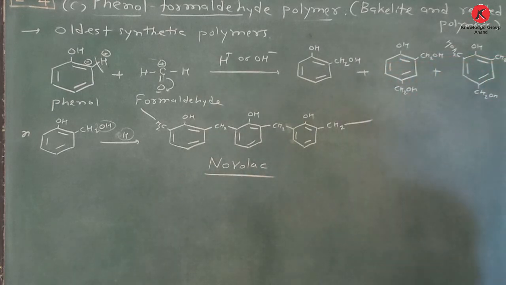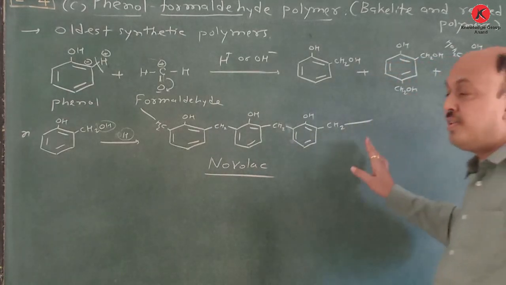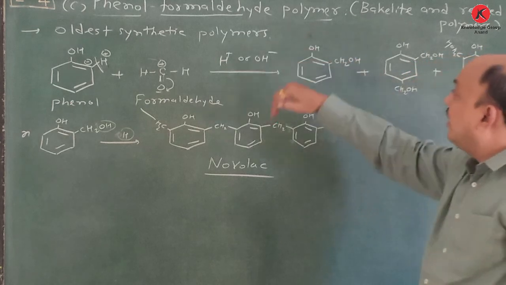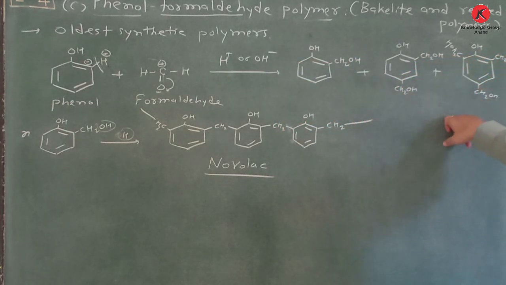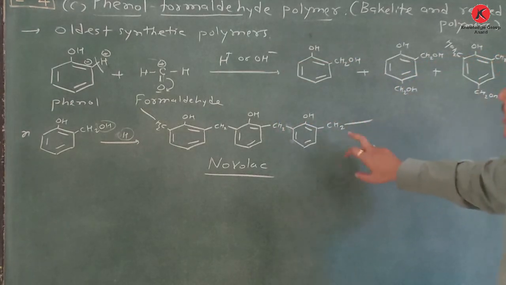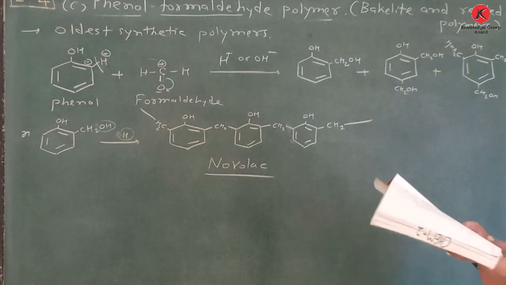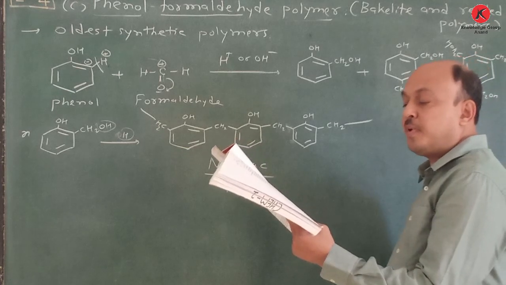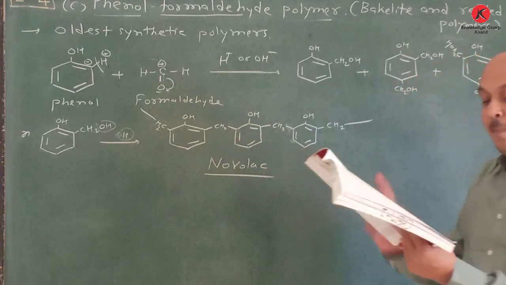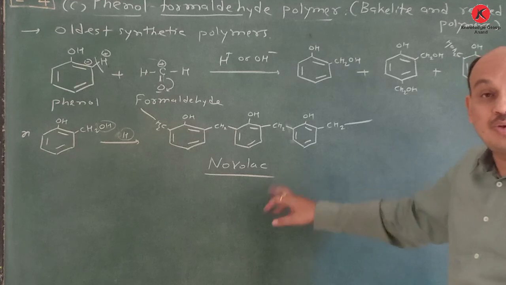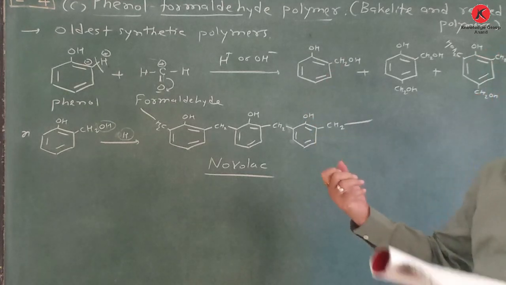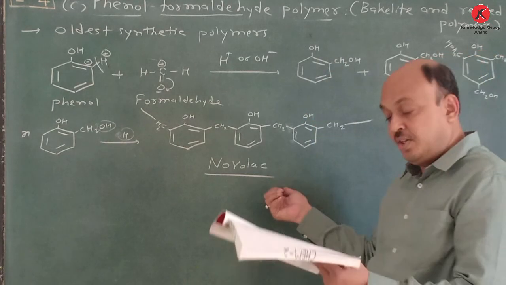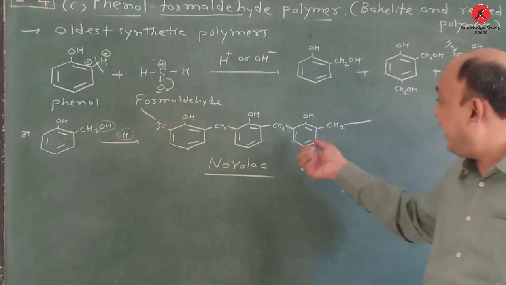So this is a repeating unit, or say this is used as a monomer in phenol formaldehyde polymers. When this undergoes a polymerization reaction, the initial product would be a linear product, Novolac, used in paints. You know Novolac paints, and in advertisements you might have heard this word. So this Novolac is used in paints.